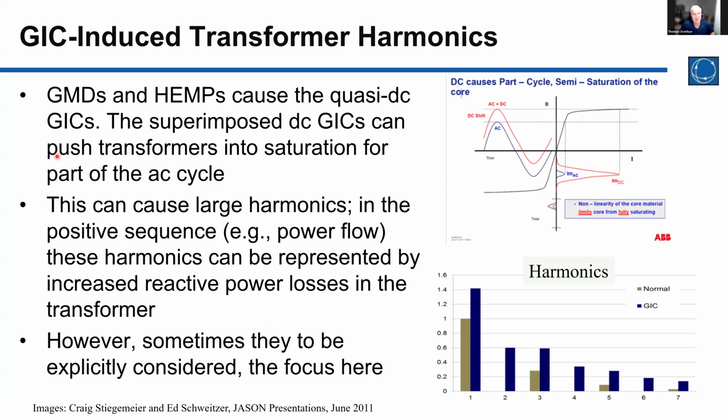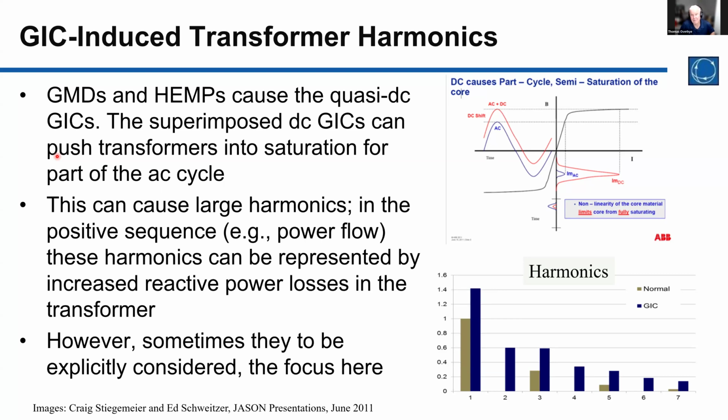Okay, this is a slide that I've been showing for about 14 years now. I was out at a JASON presentation. JASON is a group, primarily of university researchers, that looks into issues of interest to the military. They were doing a focus group in summer of 2011 on the electric grid, and one of the areas was on geomagnetically induced currents, the GMDs and the HEMPs. I was out at a meeting there, and Craig Stiegemeier and Ed Schweitzer were also there, so I picked up these slides from them.